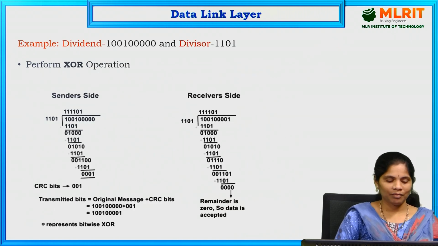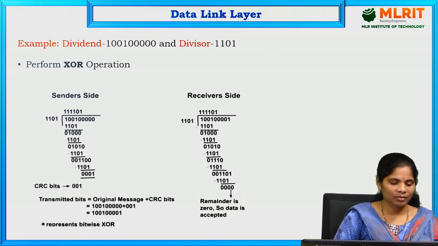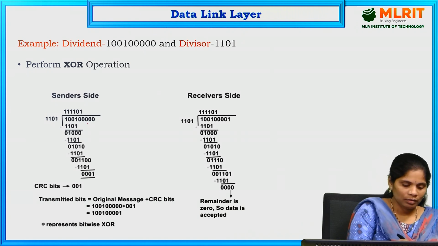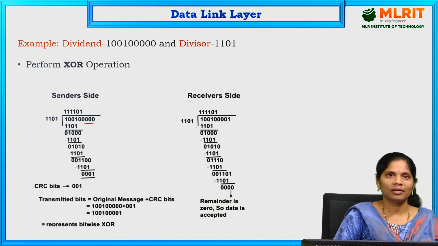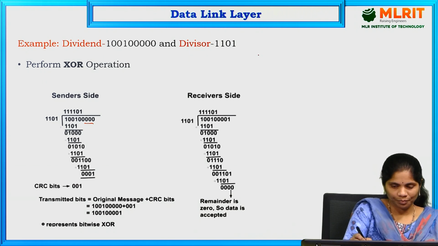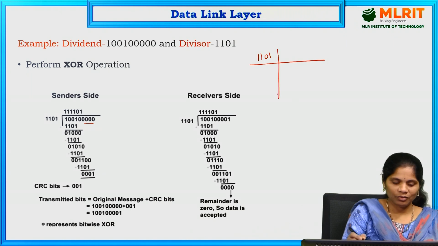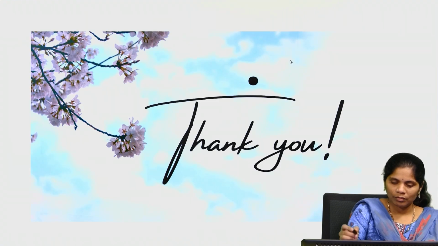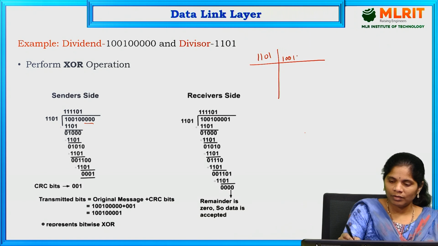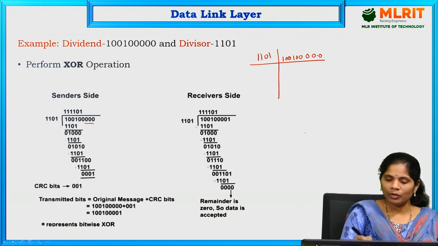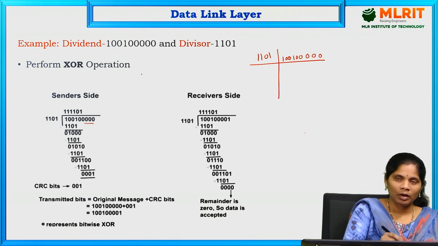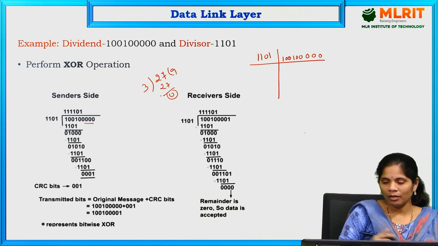See how we have to do the division. First, what is the data here? The data is 100100. We added 3 zeros, right? This is the sender side and the receiver side. So I am writing the divisor here, and next the dividend: 100100, and we add 3 zeros. How are we doing the division? Suppose I want to divide 27 by 3: 3 nines are 27. Like that we do it, and in the same way we do it with this XOR operation.